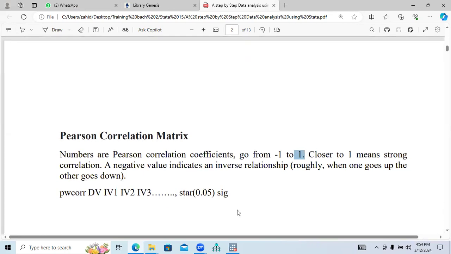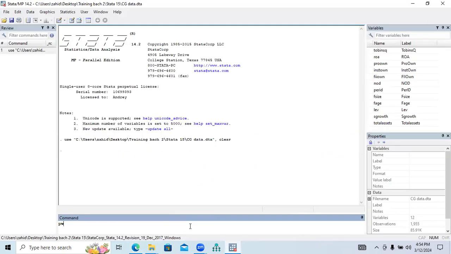So when you need to find out the correlation between the variables, you need to use a simple command. For example, pwcorr. This is basically the command for Pearson correlation. The type of variable that you would like to use, just go to those variables and you will find an arrow sign. You just need to click once for putting it in the command line. So go to ROA, put it, Tobin's Q, put it, and institutional ownership, FI ownership, NOD, period, firm size, etc.